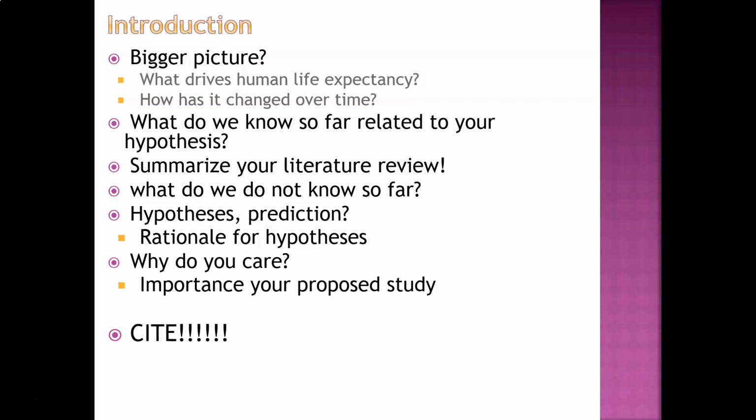And then the next part is, what do we know related to your hypothesis? What is the current background knowledge regarding what drives human life expectancy, what drives human survivorship, what drives mortality? You can just summarize a couple of things here and there. When you summarize what you learned through your literature search, you are summarizing what you know so far. And then you come up with what we do not know so far.